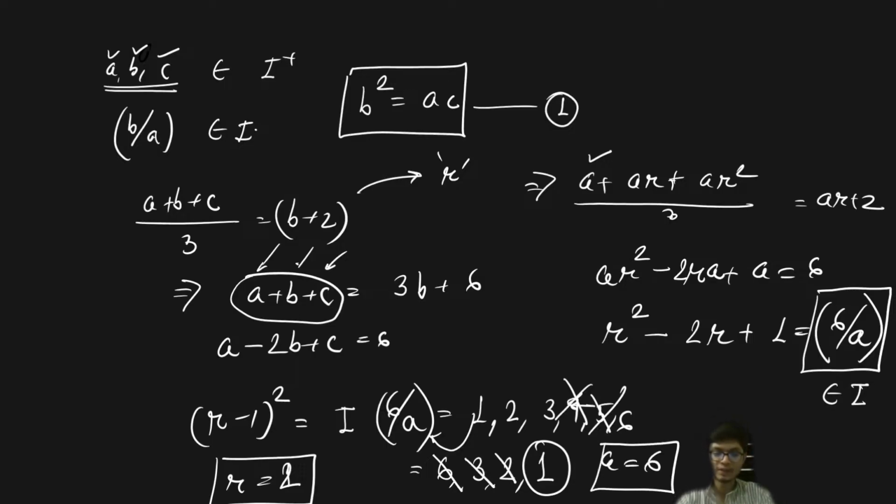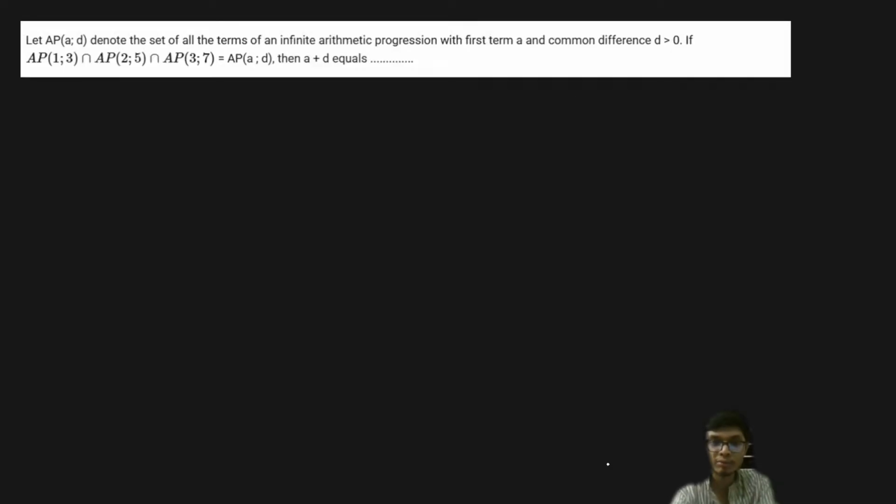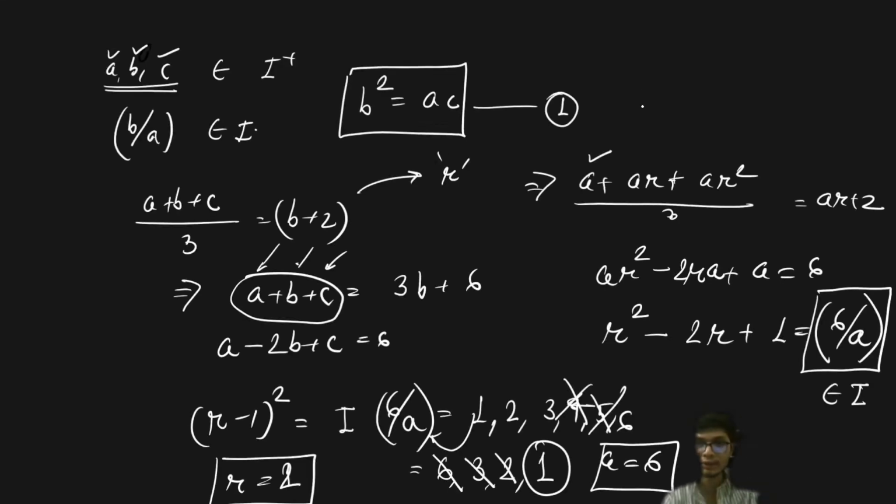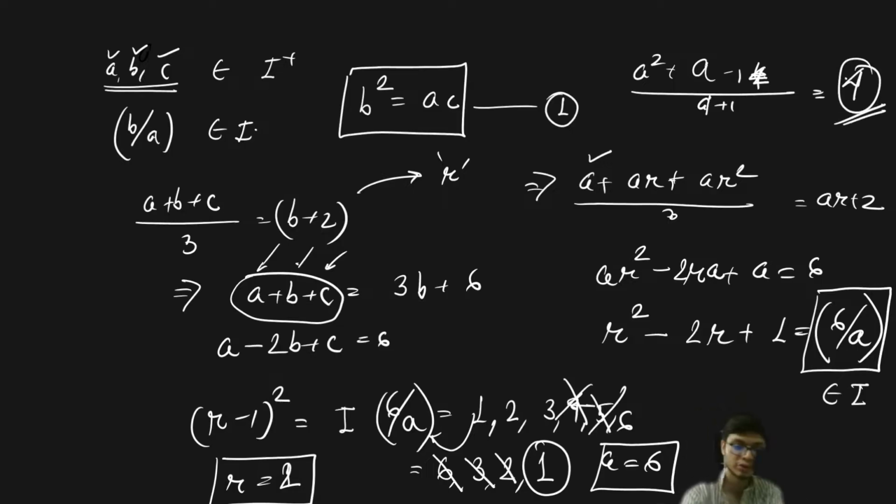The only possible value of a is equal to 6, and therefore from this result, you need to find a square plus a minus 14 divided by a plus 1. If you solve it, that is 36 plus 6 minus 14 divided by 6 plus 1, that is 7, right? So that is going to come out as 28 upon 7, which is equal to 4. Therefore the answer is equal to 4.